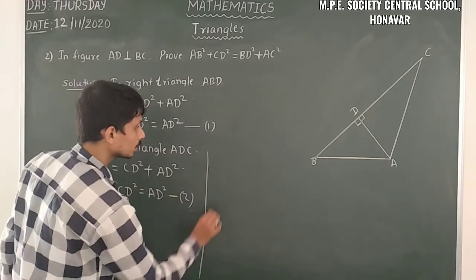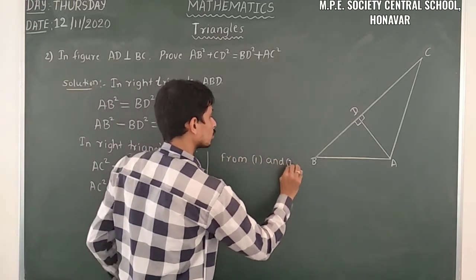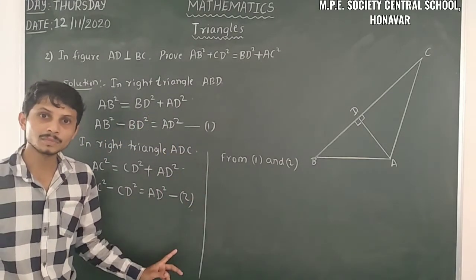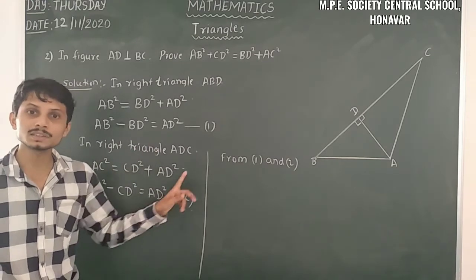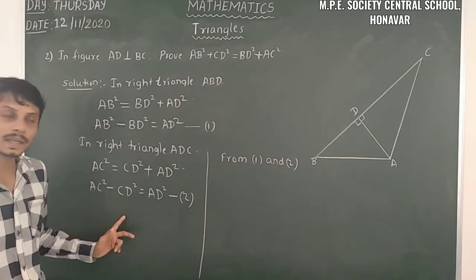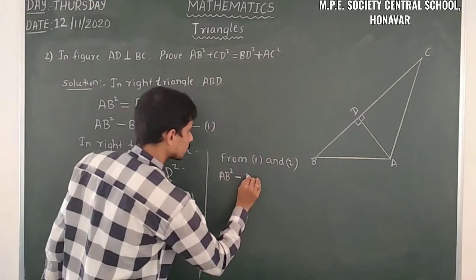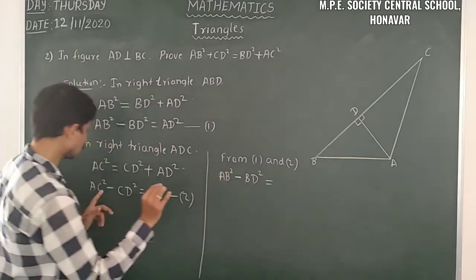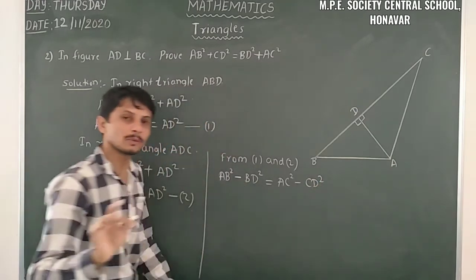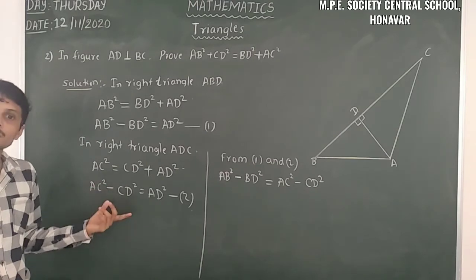Then from equations 1 and 2, in both equations the RHS is the same. Things which are equal to the same thing are equal to one another. So we can equate only the LHS, that is AB square minus BD square is equal to AC square minus CD square. If you have only this much, you can subtract, so that one is also possible.